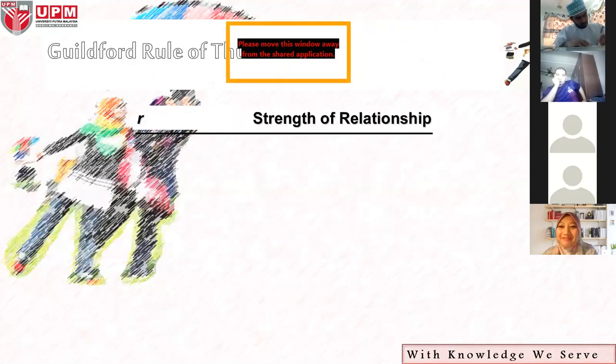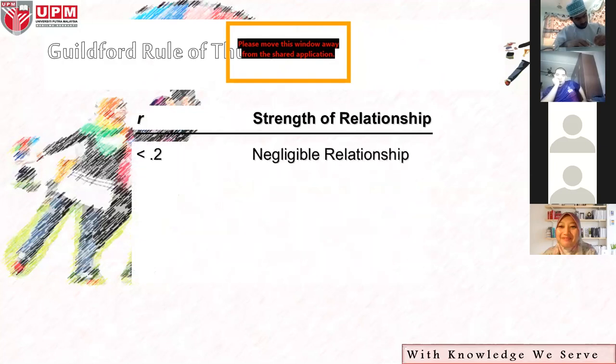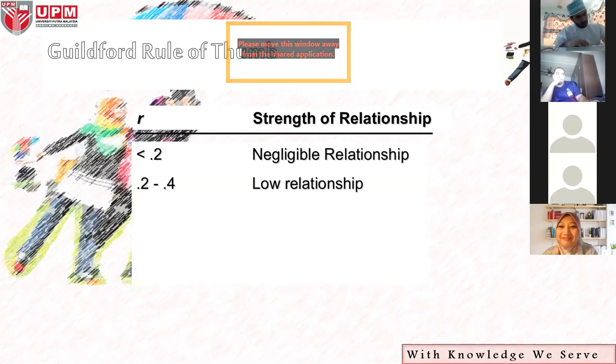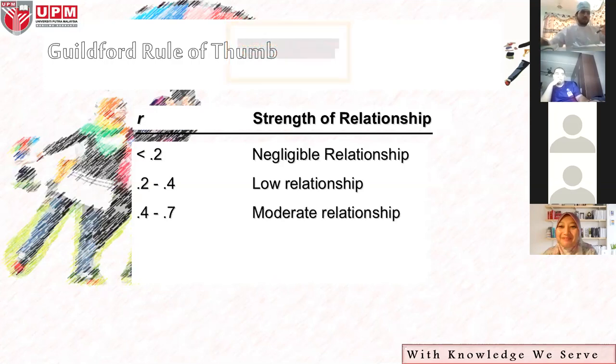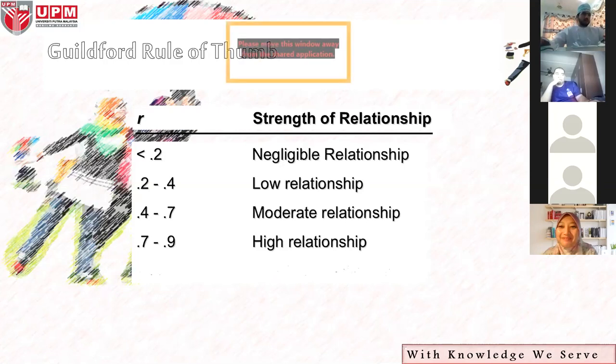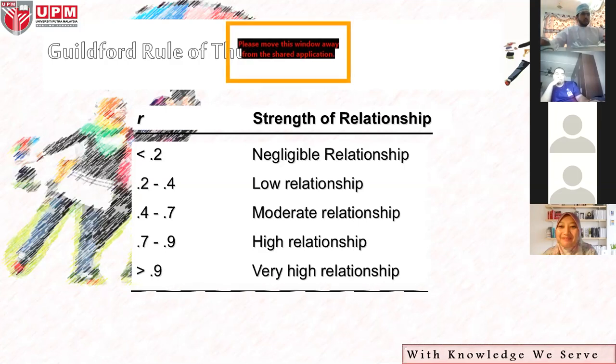So this is the cut-off point given by Guilford. If the R value is less than 0.2, it indicates a negligible relationship. If the value ranges from 0.2 to 0.4, the relationship is considered low. 0.4 to 0.7 is moderate. 0.7 to 0.9, high relationship. Above 0.9 is a very high relationship. This one you should remember.